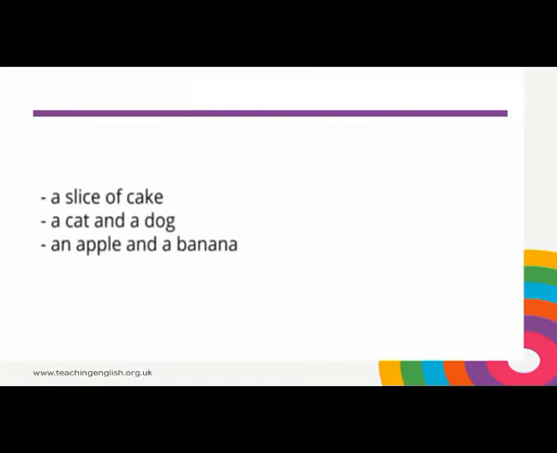Okay, the second one, who can pronounce? Miss Huda? A cat and a dog. Where are the schwas? There are three schwas here. At the first, in the middle, and a dog. So, a cat and a dog. Yes, excellent.